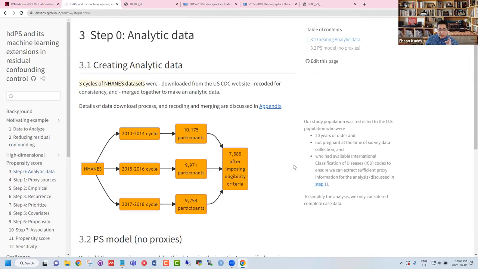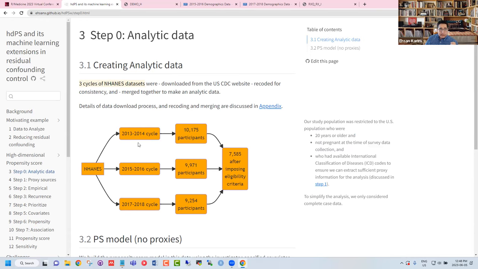And this will, in our data analysis, when we implemented all of our restrictions, such as 20 years or older, not pregnant, and we only restrict our analysis to those who had information about some sort of proxy information about the use of medications in the last 30 days and so on. So this is the data source we are going to use.